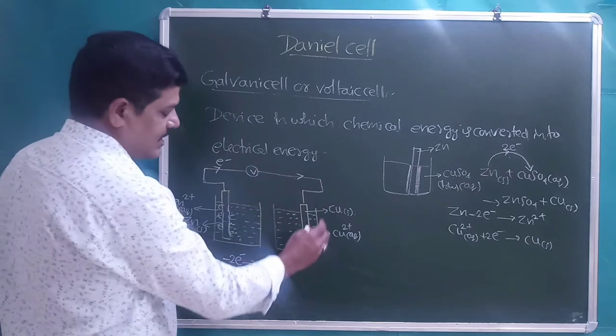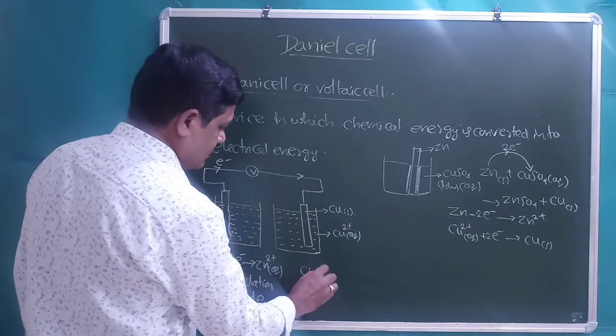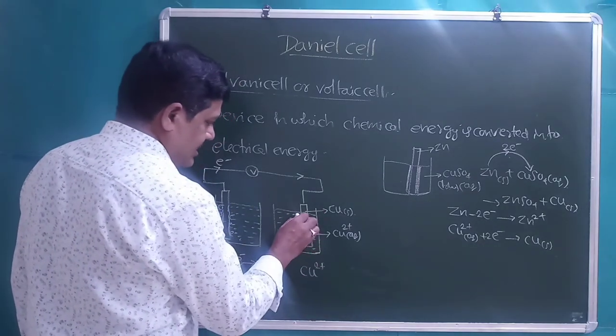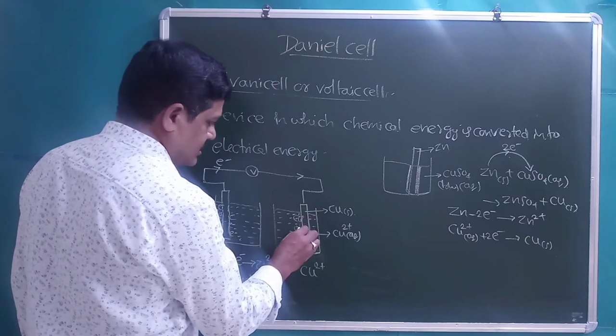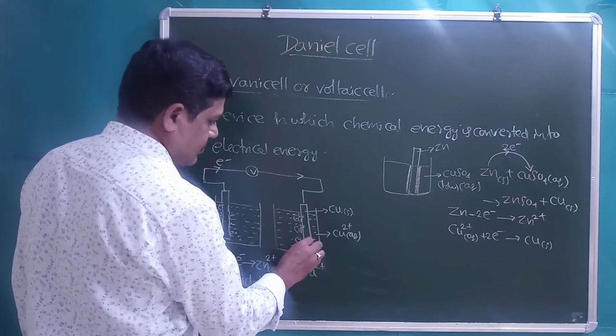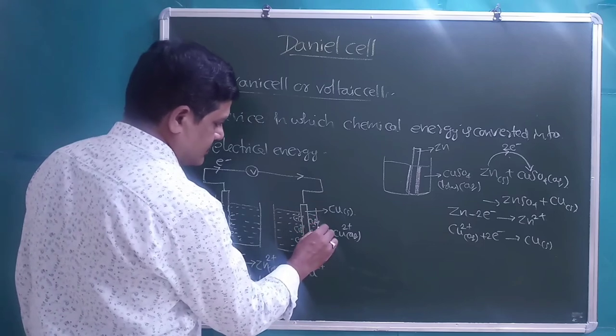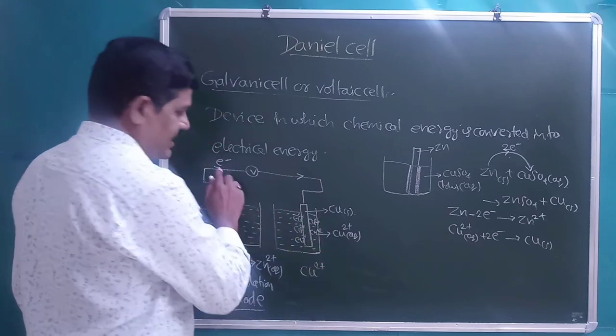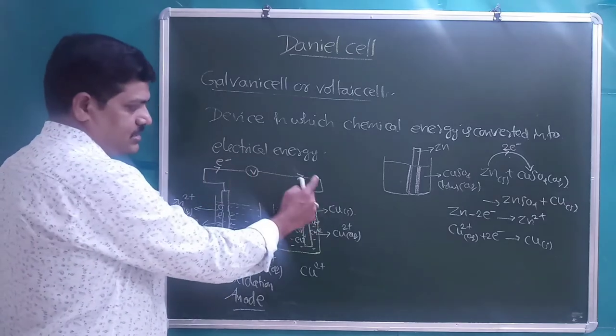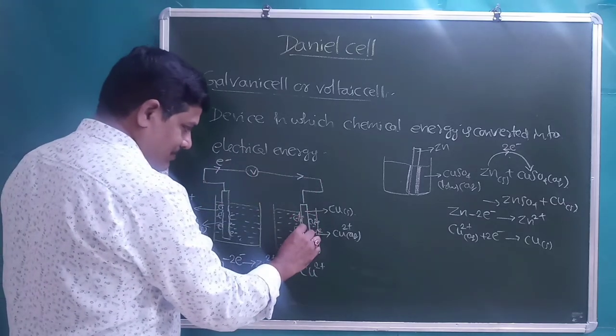So in the right side container, Cu2 plus ions which are ready to take the electrons from the external circuit will attain positive charge to the electrode. Cu2 plus ions which are present will take the electrons through the external circuit and they will get deposited.